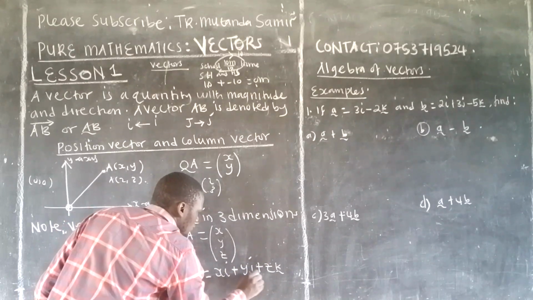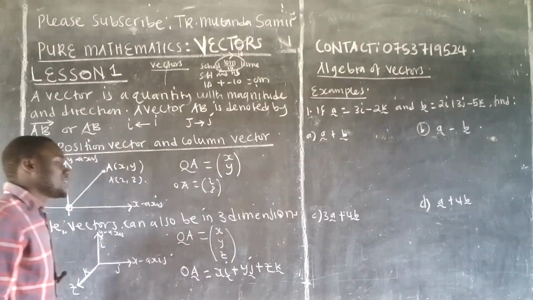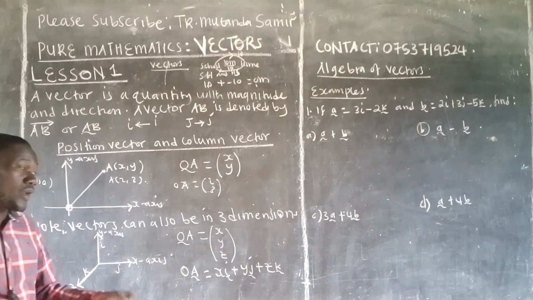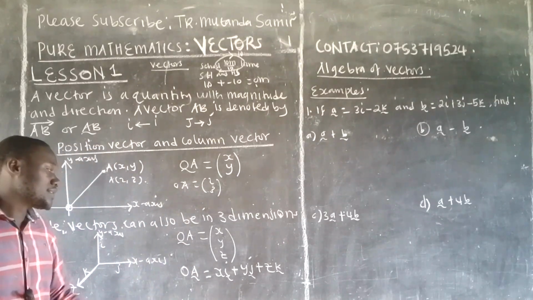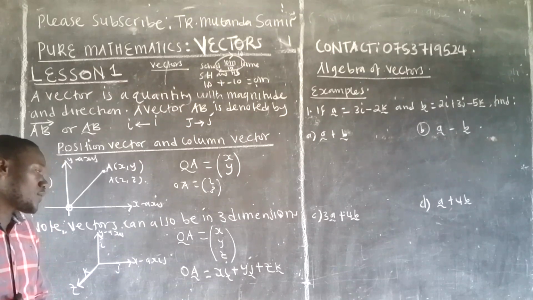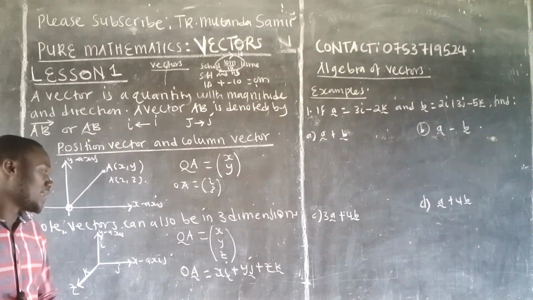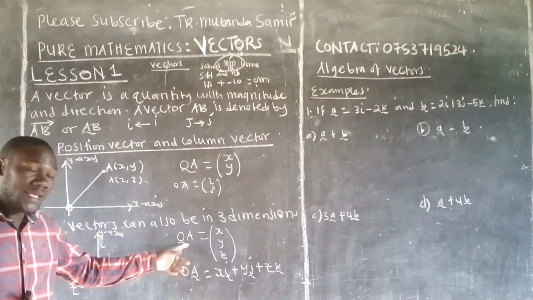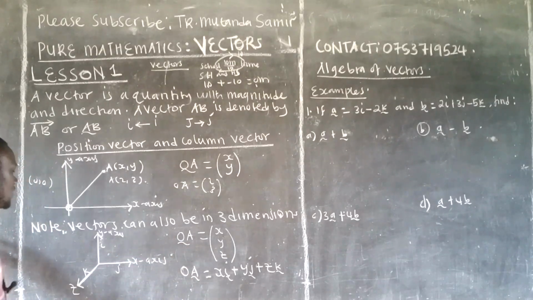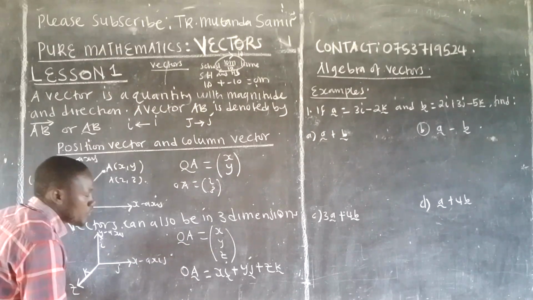You put a wavy line because those are vectors. Please, that's how we write. In IJK format, we connect them using a plus. So OA is equal to X in the I plus Y in the J plus Z in the K. Now this one is the same as this. Let's give an example here. We shall write some of the coordinates.